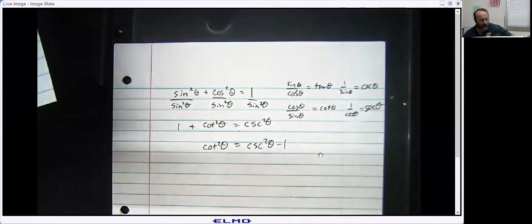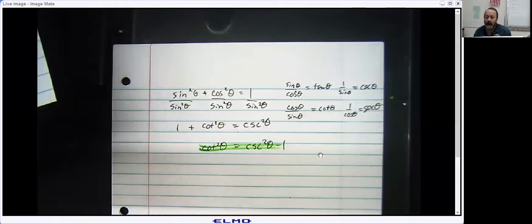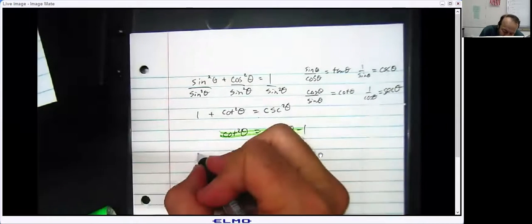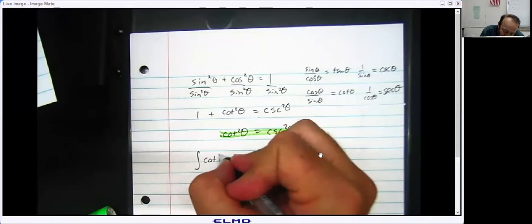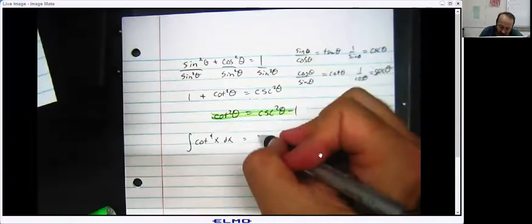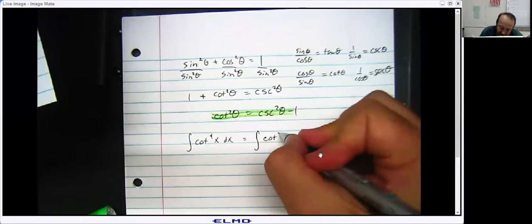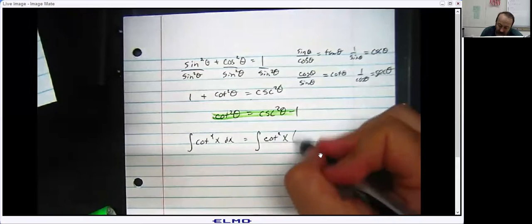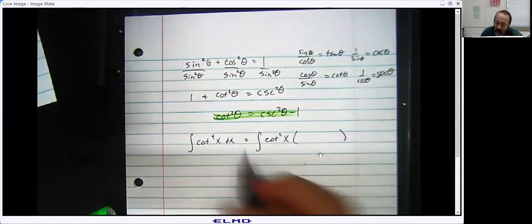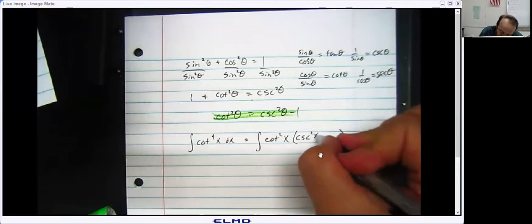So within here are some fairly significant little details. This little gem right here, I'm going to use a lot. I'm going to go ahead and use that a fair bit in this little story coming up. So when we looked at the integral of the cotangent to the fourth of x dx, the first thing is we're going to split this up as the cotangent squared times the cotangent squared. So I've got cotangent squared times another cotangent squared, but instead of calling it cotangent squared, I'm going to call it cosecant squared minus 1.